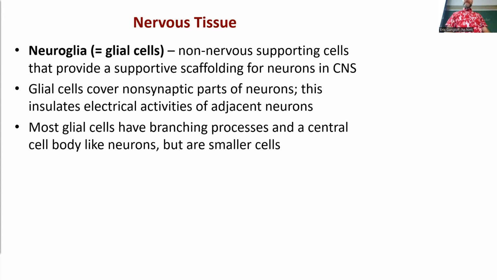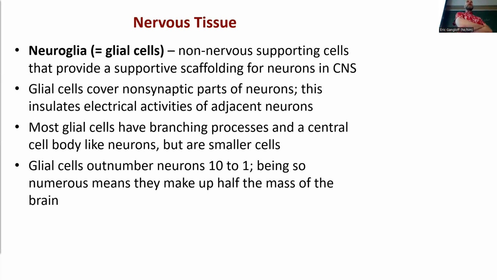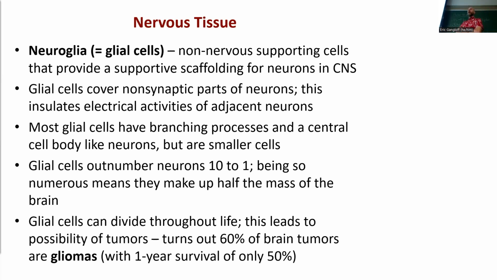Most of these glial cells have these branching processes in a way that looks structurally similar to neurons a little bit, but they're often smaller and these processes don't extend as far. So the takeaway here is that most of these glial cells have the cell body with stuff coming off of them. As I mentioned, the majority of your nervous system cells are glial cells by a count of about 10 to 1. So they make up like half the mass of your brain. And finally, unlike neurons, glial cells divide and reproduce and produce more glial cells throughout life.